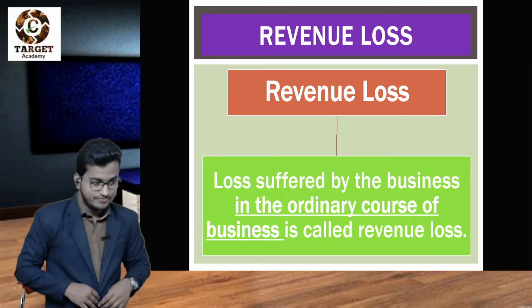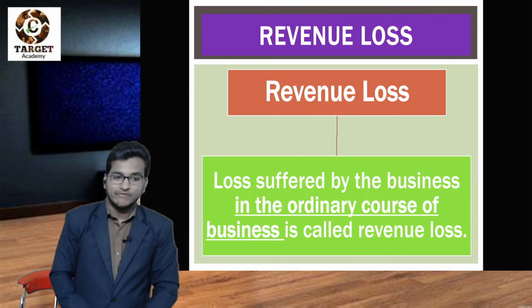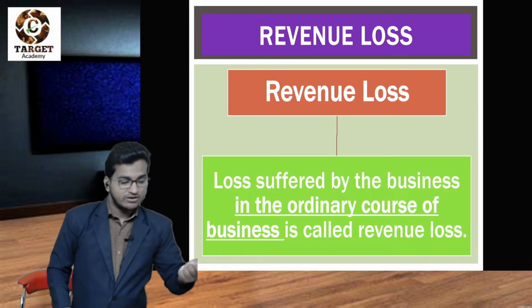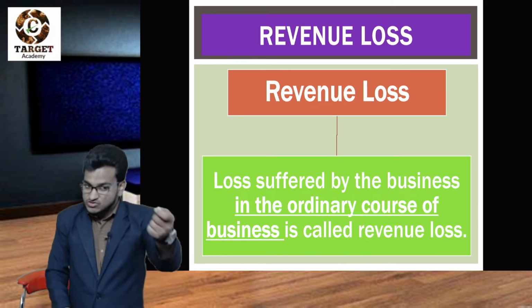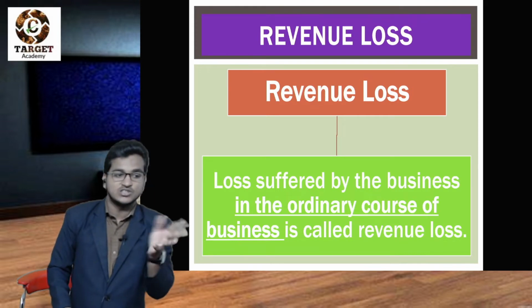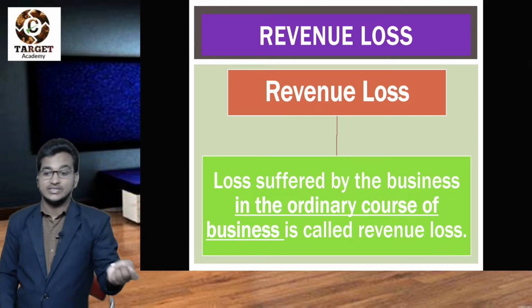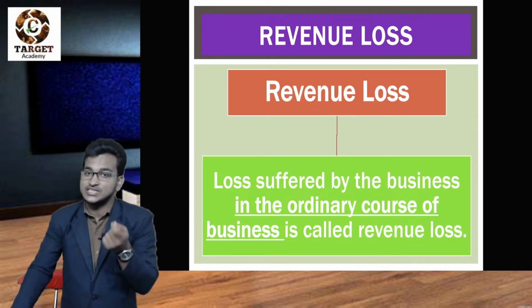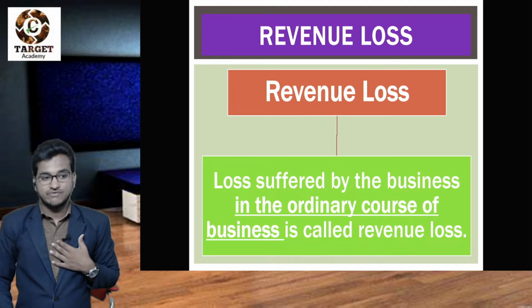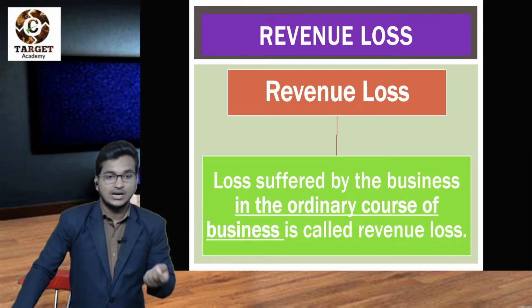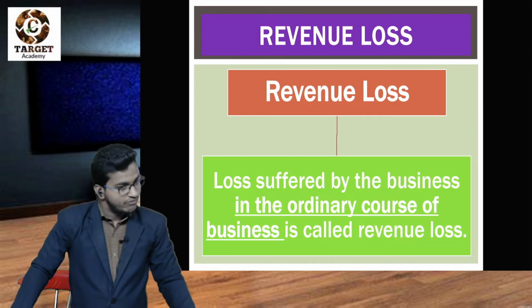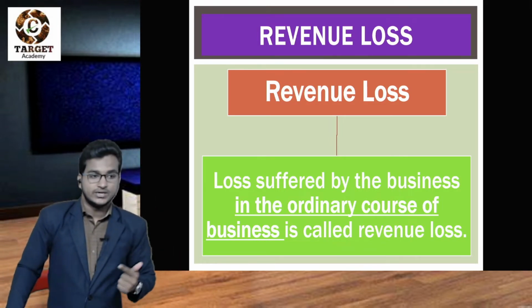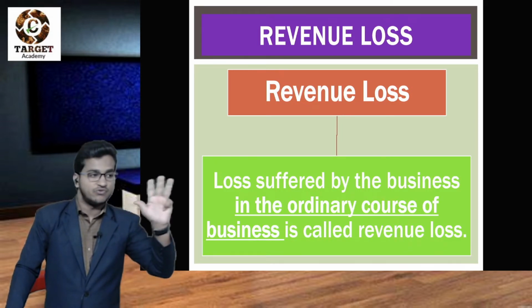That means whatever the profit earned on sale of fixed asset is capital profit. Whatever the profit earned in the ordinary course of business, that is purchase and sale of goods or produce and sale of goods, that is revenue profit. Whatever the loss suffered on the sale of fixed asset is capital loss. Whatever the loss suffered in the ordinary course of business, that is called revenue loss. Four important concepts: capital profit, revenue profit, capital loss, revenue loss. These four are important.